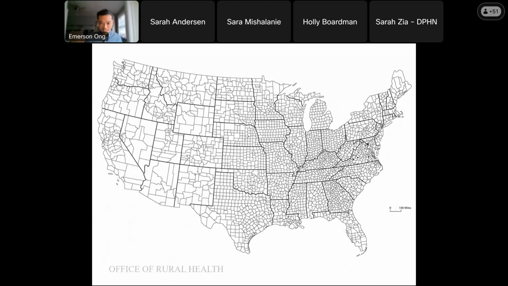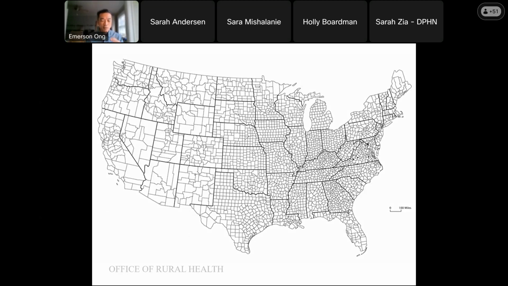And there's a lot of data that comes at the county level, and that makes sense for about the eastern two-thirds of the country, where the counties are small and they're all pretty much the same size and shape.